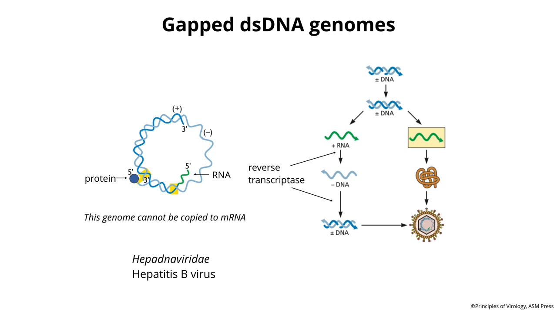Because remember, I told you, this is just something you have to take on faith, that only double-stranded DNA can be copied to mRNA. So when this virus infects a cell, here it is at the top here, the DNA goes into the nucleus where the gaps and the protein and the RNA, all that's repaired by cellular repair enzymes. You know, our cells have lots of DNA repair enzymes because we're always getting assaulted by DNA damaging agents, and those repair agents will repair the hepatitis B genome. And now it's a nice double-stranded DNA, which can be transcribed to make messenger RNA, and that can then be made into proteins, which will be used to assemble new virus particles.